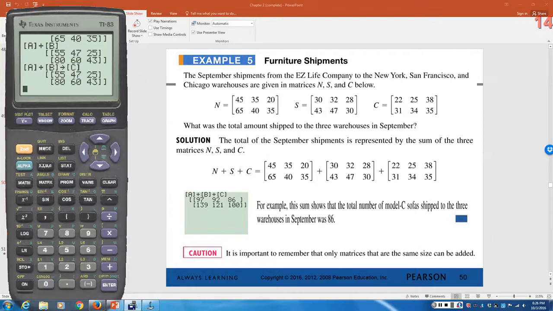And then assuming that we've entered them all correctly, then we should be able just to say matrix A plus matrix B plus matrix C, enter, and we will come up with the same exact sum that we would if we had done this by hand. Okay?